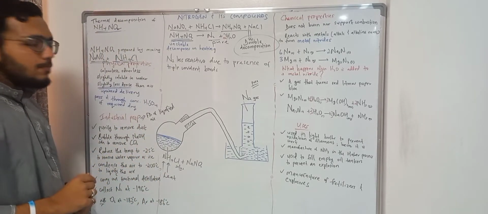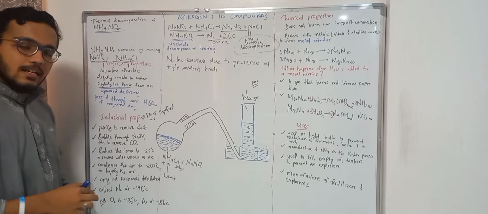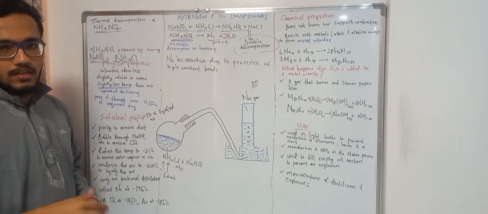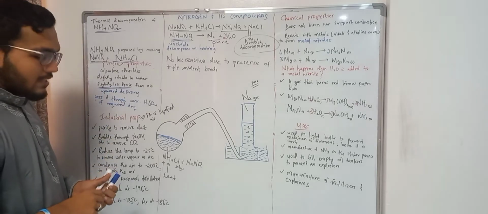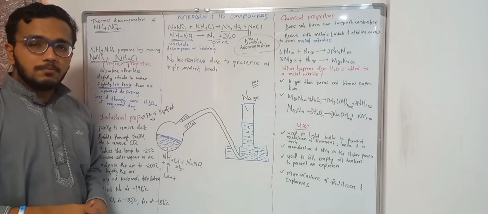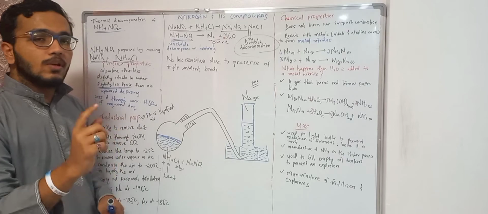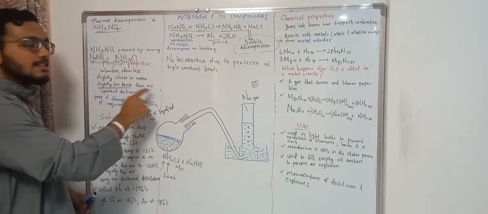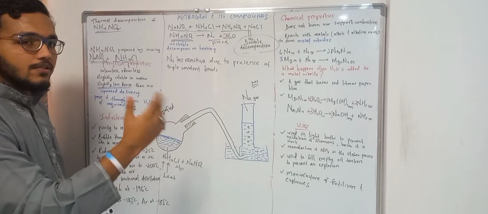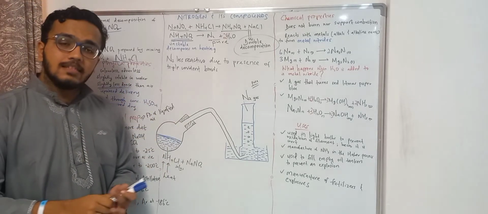Now, the physical properties of nitrogen are: one, it is colorless and odorless. It has no color and no smell, as we know. Two, it is slightly soluble in water, so it slightly dissolves in water. What does that mean? It is possible to collect nitrogen by the over water method. The third property is that it is slightly less dense than air. As we just said, pure nitrogen is slightly less dense than air.